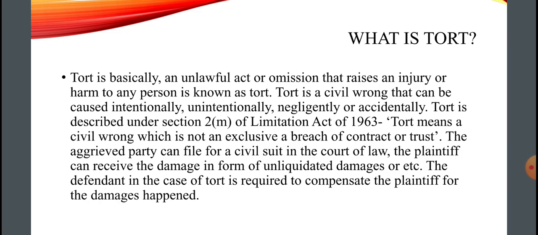Tort is described under Section 2, Clause M of the Limitation Act of 1963. Tort means a civil wrong which is not an exclusive breach of trust or contract. The aggrieved party can file a civil suit in the court of law. The plaintiff can receive damages in the form of unliquidated damages. The defendant in a case of tort is required to compensate the plaintiff for the damages.